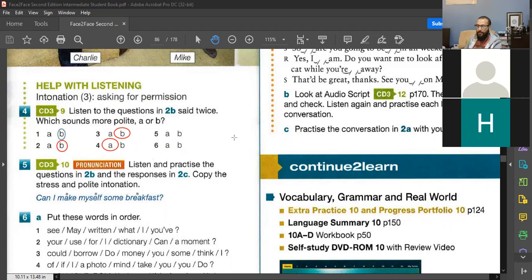Okay, what do you think? A, I think it's A. A was a little more friendly, I think. The intonation was slower, not like B. It's very fast, I think. I think the issue is intonation more than speed. Maybe you're right. Okay, last one.